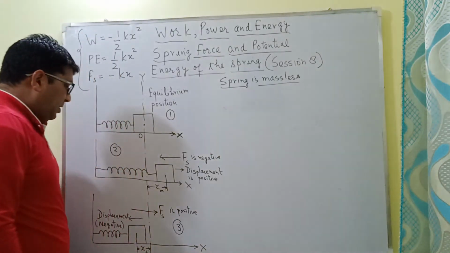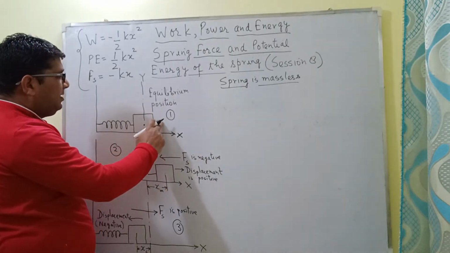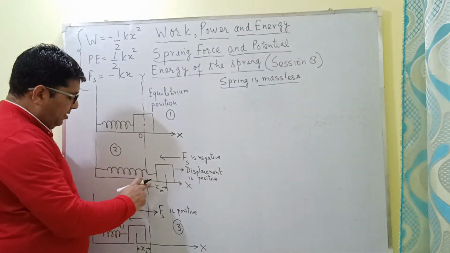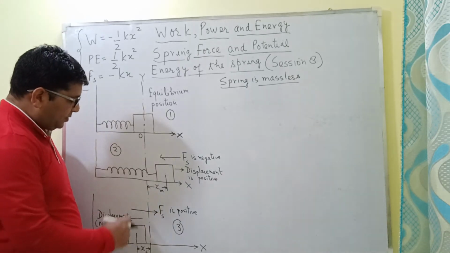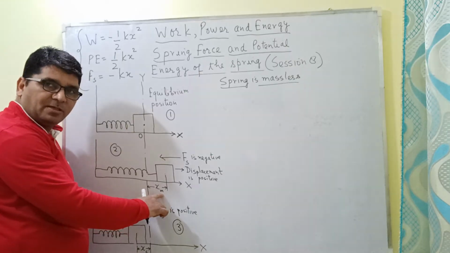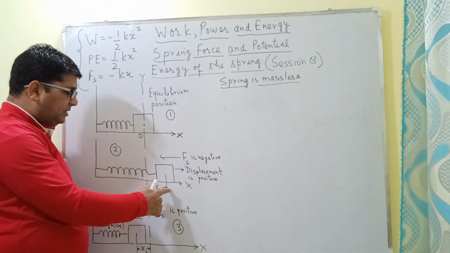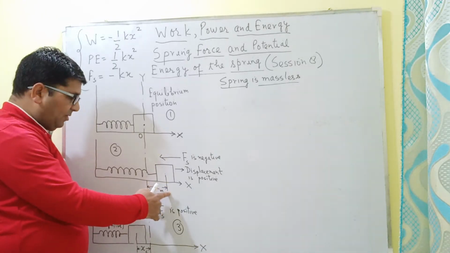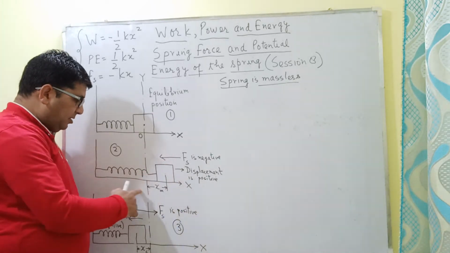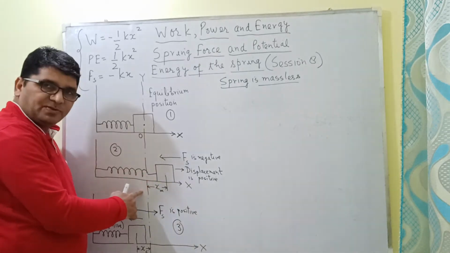Now, this is the equilibrium position in figure 1. Figure 1 shows the equilibrium position of this spring block system. Now let us consider figure 2 here. When this block is displaced by, let's say, xm, and let us consider that this block is released from this point, what will happen? This spring force will try to bring back this block to its equilibrium position.